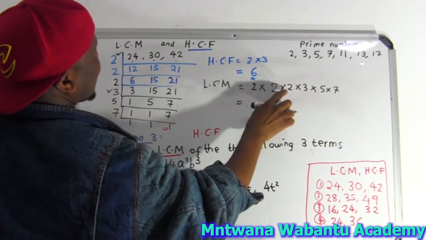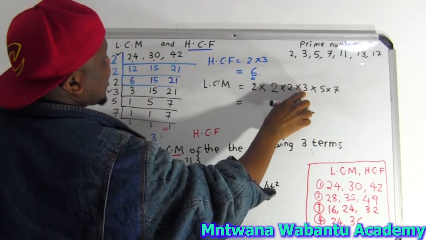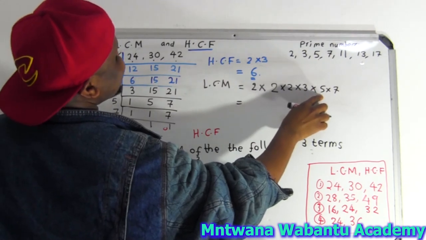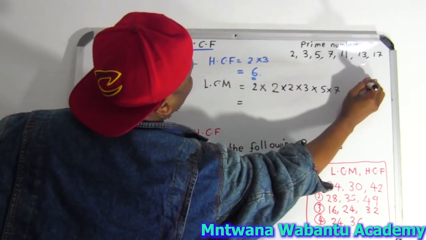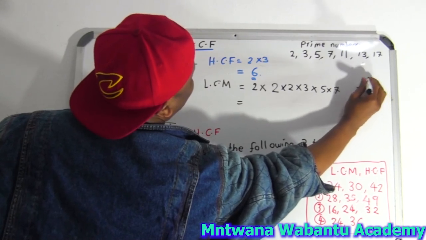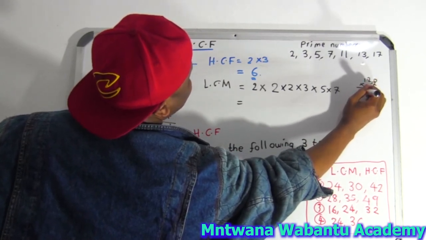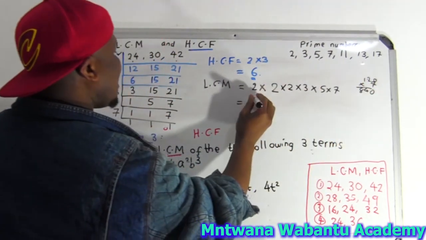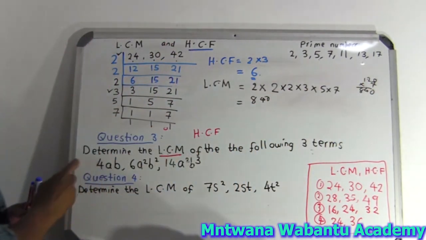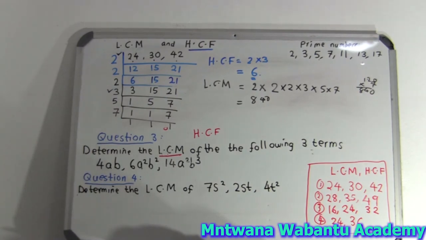So 2 times 2 equals 4. 4 times 2 equals 8. Times 3, 24. 24 times 5 is 120. 120 times 7: 7 times 0 is 0, and then 7 times 2 is 14, which gets you 1 carried, then 7, so this is going to be 840. So our LCM for this case is 840. You know what I'm saying? Our LCM is 840. Okay, now let's check the next example.